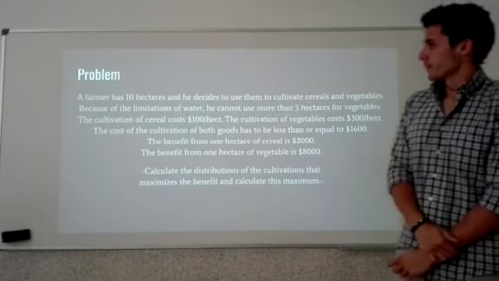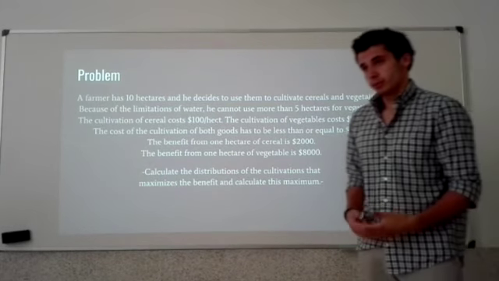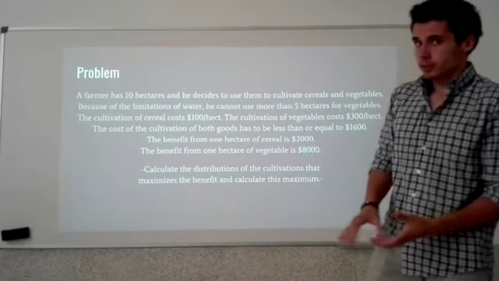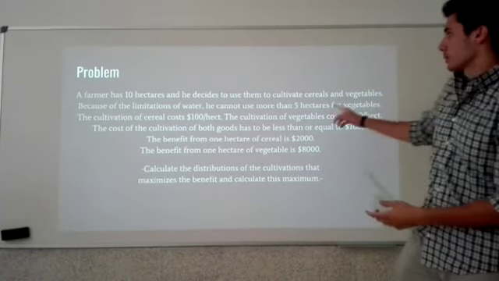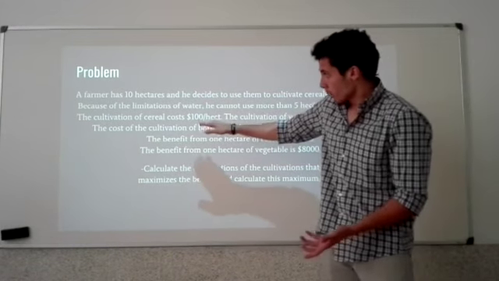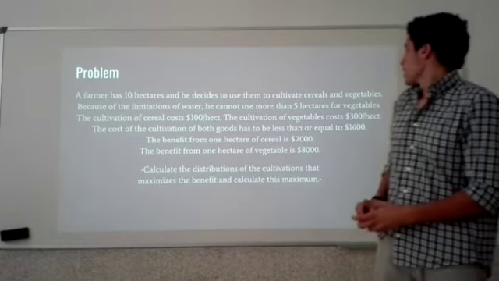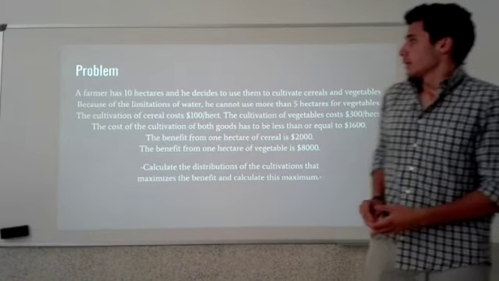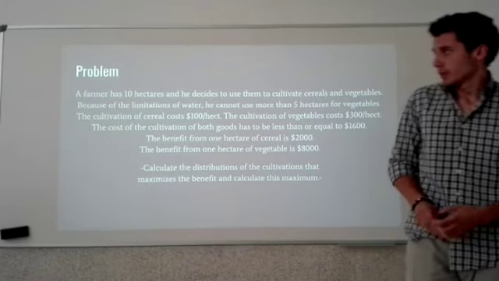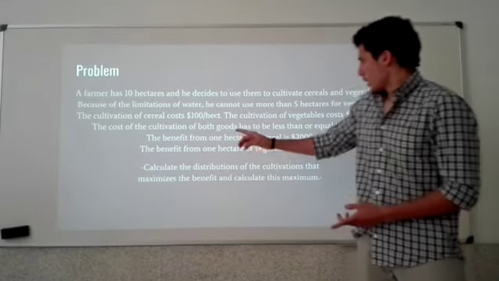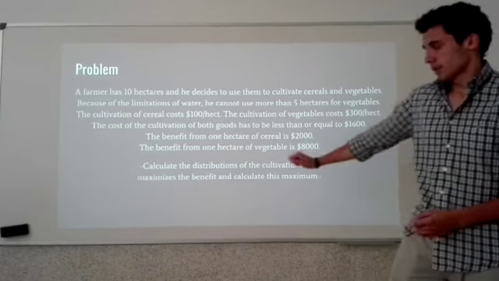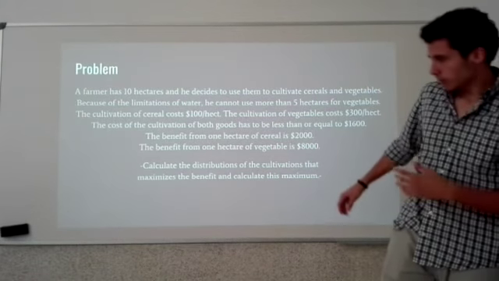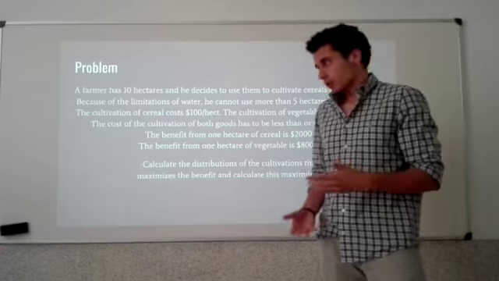Please, Joe, next slide. So the problem we've chosen, which we actually made up, is about a farmer who has 10 hectares of land and decides to use them to cultivate both cereals and vegetables. Because of the limitation of water, he cannot use more than 5 hectares for vegetables, which cost 300 per hectare, and the cereal costs 100 per hectare. The benefit he gets from each hectare is 2,000 for cereal and 8,000 for vegetables. So we have to calculate the distribution of the cultivation that maximizes the benefit.